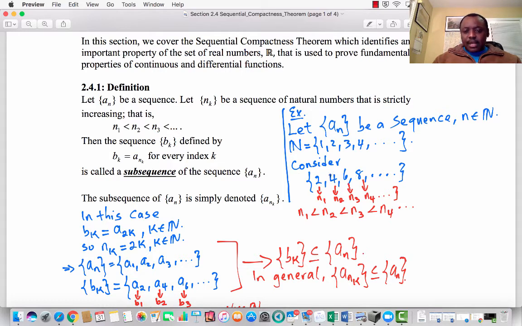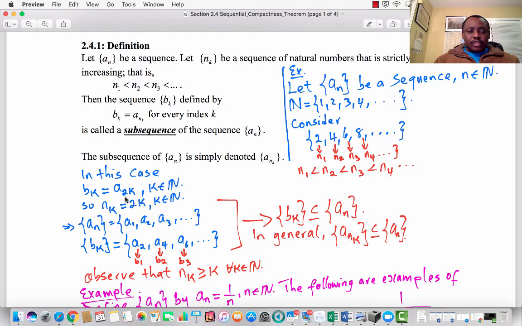In this example, our n_1 would be the natural number 2, our n_2 would be 4, our n_3 would be 6, our n_4 would be 8, and so on. You see that n_1 is strictly less than n_2, which is less than n_3, which is less than n_4. So this sequence is strictly increasing. Now I'm going to define another sequence whose indices would be the n_k's. Define b_k to be a_{2k}. So our n_k is 2k.